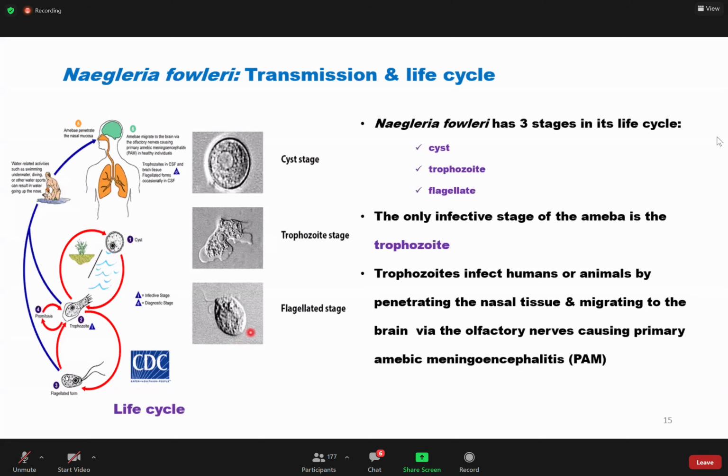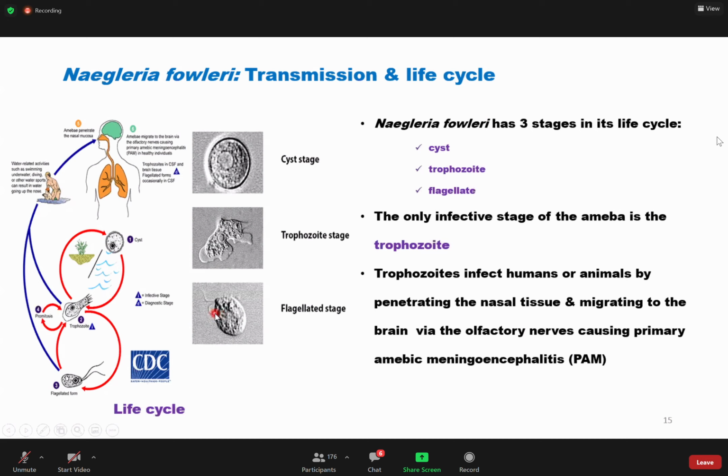Okay. Now, how is the organism transmitted and what is the life cycle like? Now, in the non-parasitic stage, the life cycle is depicted in red. So the red arrows shows you what happens when the organism is not infecting humans. And like I said, the basic difference between Naegleria and Acanthamoeba is that there is no flagellated stage associated with Acanthamoeba species. However, with Naegleria, you have three stages: the cyst, the trophozoite, and the flagellated form.